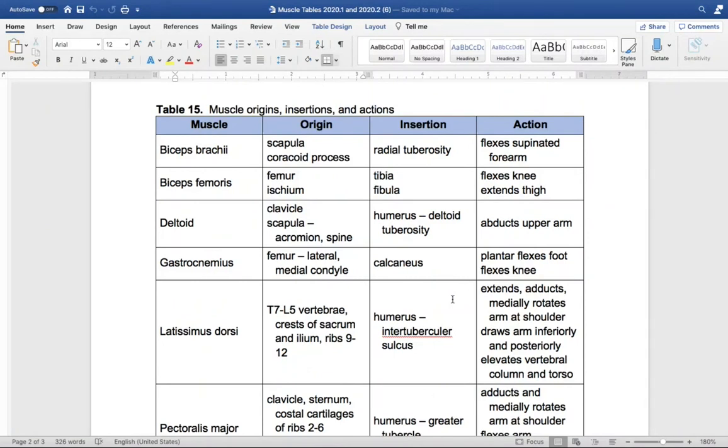So before I get started on individually explaining the origin, insertion, and actions of each of these, I want to give you all an introduction and hopefully some words of encouragement as to why you'll have a leg up on this material if you've already learned the skeletal muscle identification. In particular, we know that the origin of a muscle is the attachment to the immovable bone, and the insertion is the attachment to the movable bone.